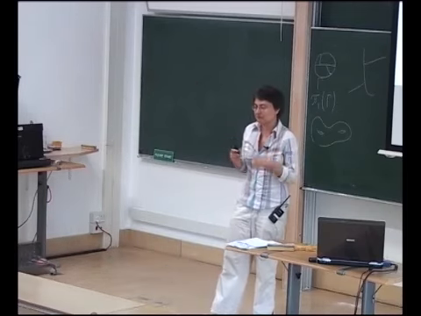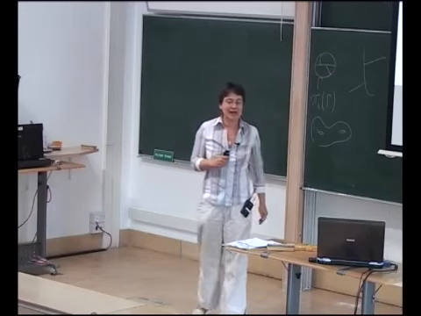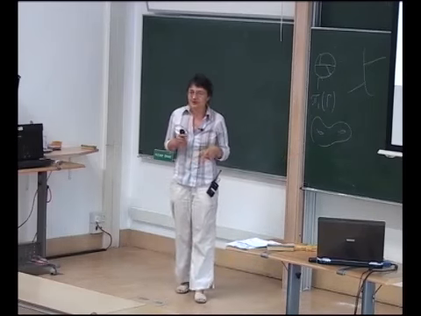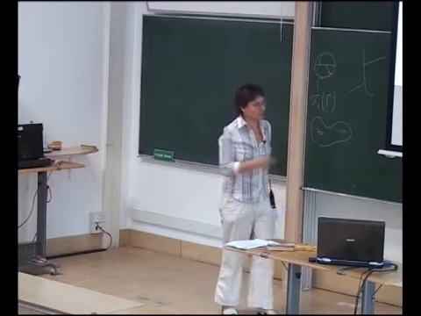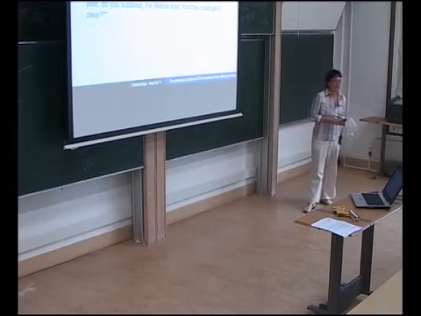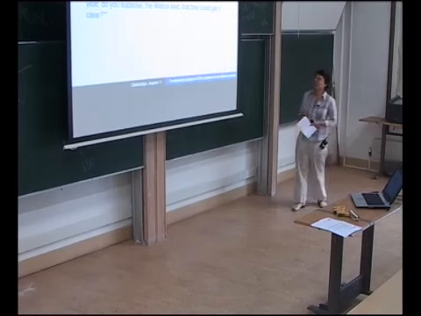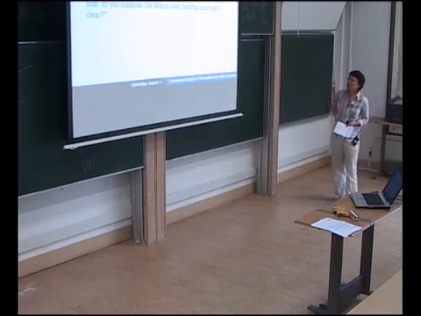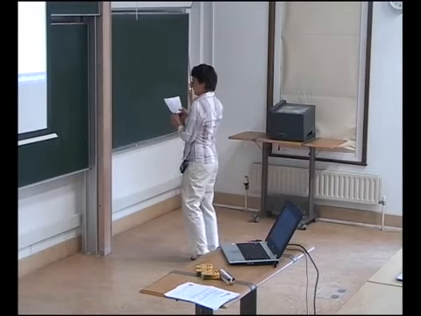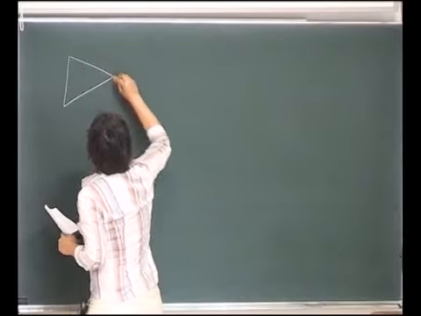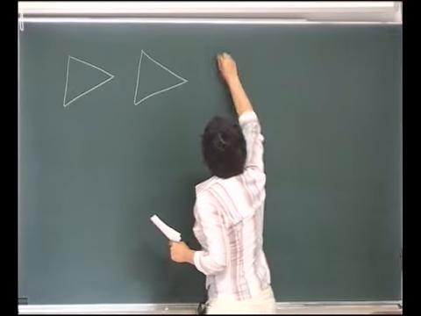I would like to start with a citation from Mumford's paper about the Mumford surface. It is obtained from P2 blown up 7 times, and then it is crossing itself at 7 curves, and there are triple points as well. I was also putting a citation from Lewis Carroll, which I found in Mumford's paper, about maids with grooms. What I would like to do first is to show the combinatorics of this very particular example, and then I will give some definitions and explain how this combinatorics appears.